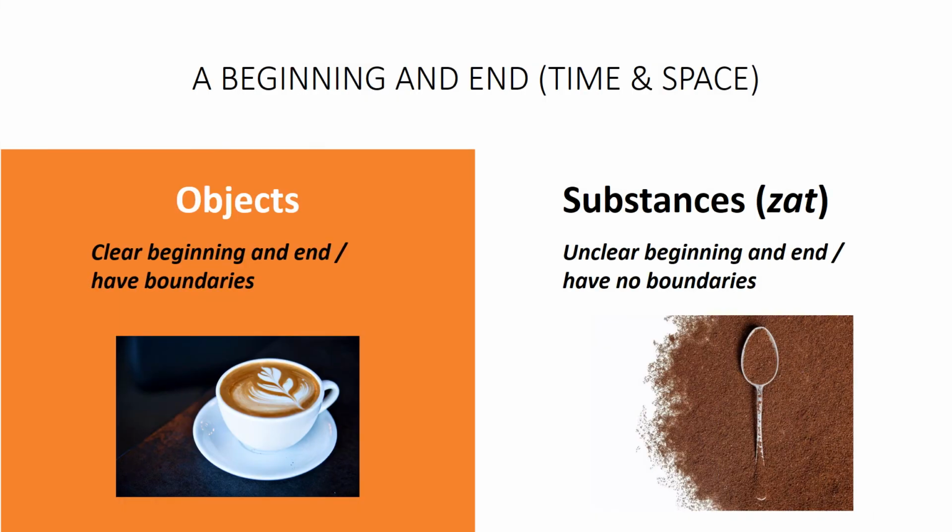Finally, objects have clear beginning and end, which serve as boundaries. Substances, on the other hand, don't. There are no clear beginning and end. Therefore, there are no boundaries. Here, I use coffee as an example.